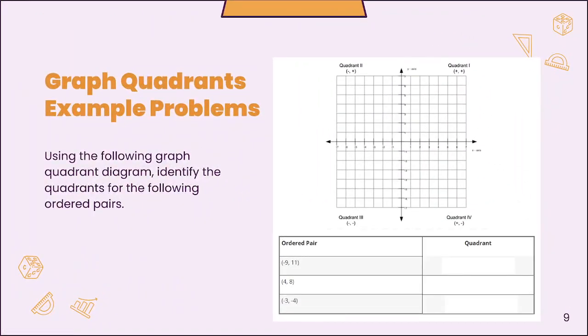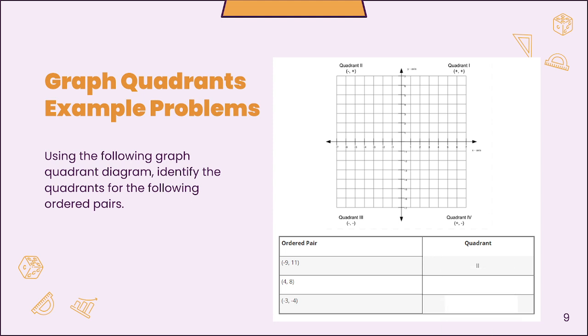So, graph quadrants example problem. Using the following graph quadrant diagram, identify the quadrants for the following ordered pairs. We have the first ordered pair, which is negative 9 and 11, the second pair which is 4 and 8, and the third pair which is negative 3 and negative 4. Let's start with negative 9 and 11. Negative 9 on the x-axis is located on the left side. And for 11, the y goes upward, so it is found in quadrant 2. So the answer is quadrant 2.